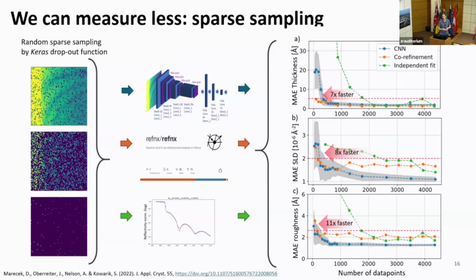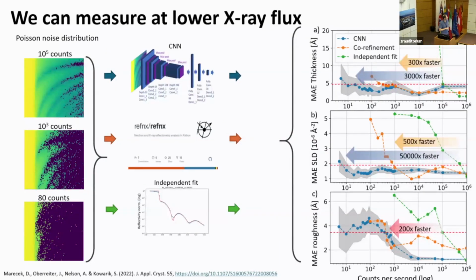And once you do this co-refinement, quite interesting results happen. You can, for example, sample a lot more sparsely. So that's probably a bit too extreme. But if you plot the error of the thickness prediction as a function of how sparse you sample, so if you go left, you can measure faster and sample less. And the individual curve fit takes off a lot earlier than either RefNX or the CNN model. They behave pretty similar. And you can get an order of magnitude lower points.